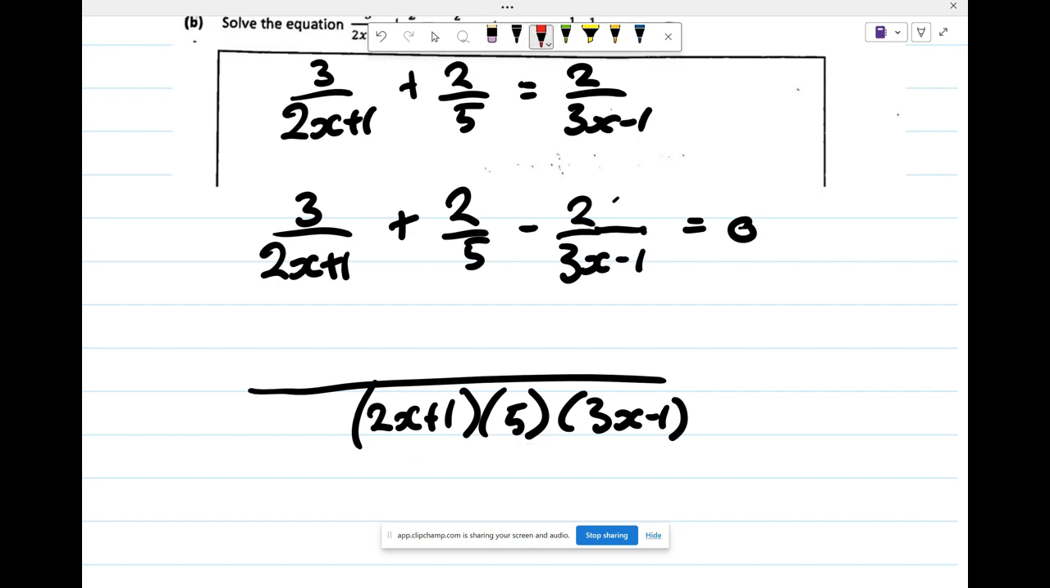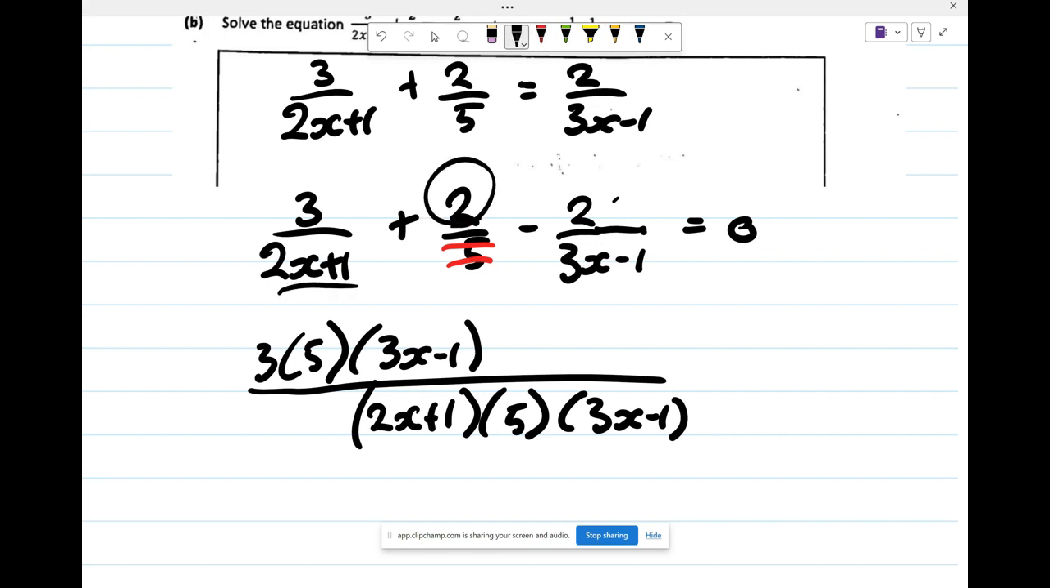And the way we said to do that was if we cover up the term that's below each fraction and then multiply by each fraction that's not covered up, that will be one way to do it. So let's cover up this one first, and we'll multiply this 3 by 5 and by 3x minus 1. So let's do 3 times 5 times 3x minus 1. Okay, great. Now we're going to cover up this, and we're going to multiply this 2 by 2x plus 1 and 3x minus 1. So let's do that.